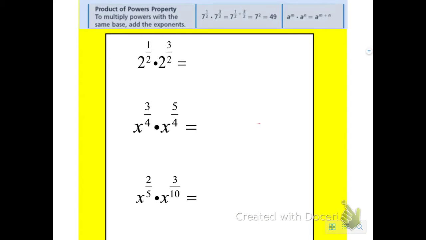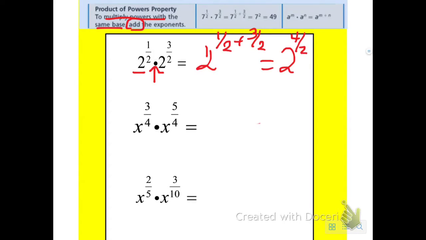The product of powers property says that if you multiply powers with the same base, you want to add the exponents. So in the first example, I am multiplying because I have a dot. The bases are both 2, so I can use the rule to add the exponents. So I would say 2 to the 1/2 power plus 3/2 power. I've got a common denominator, so that will give me 2 to the 4/2 power, which I can simplify 4/2 to be 2 squared.